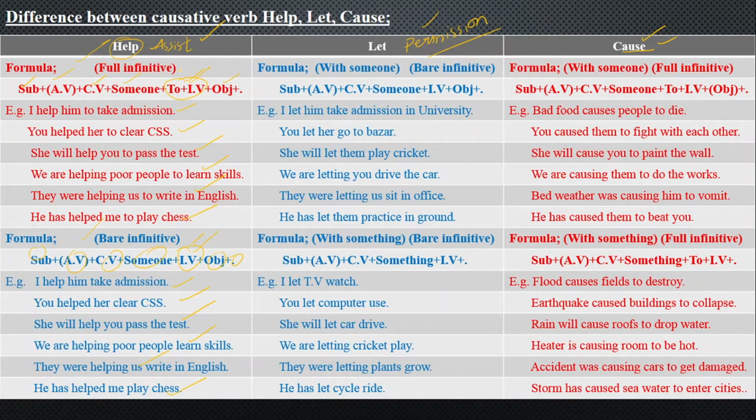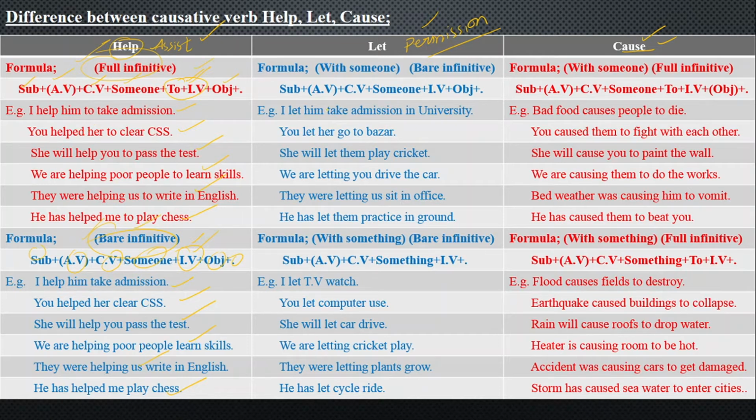It can be used for full infinitives as well as bare infinitives. So this should be in your mind. It is used for the full infinitive as well as for the bare infinitive. So this is known as the causative verb help. Now one thing should be in your mind, that whatever I've written in red, it is used for full infinitive, and it is used for bare infinitive.